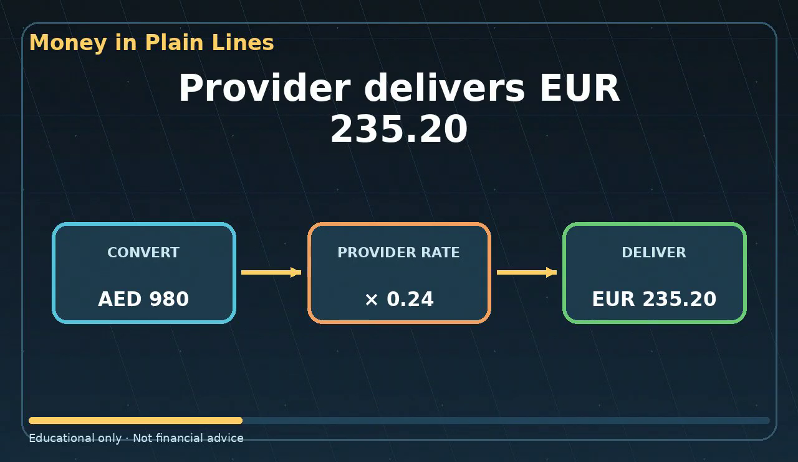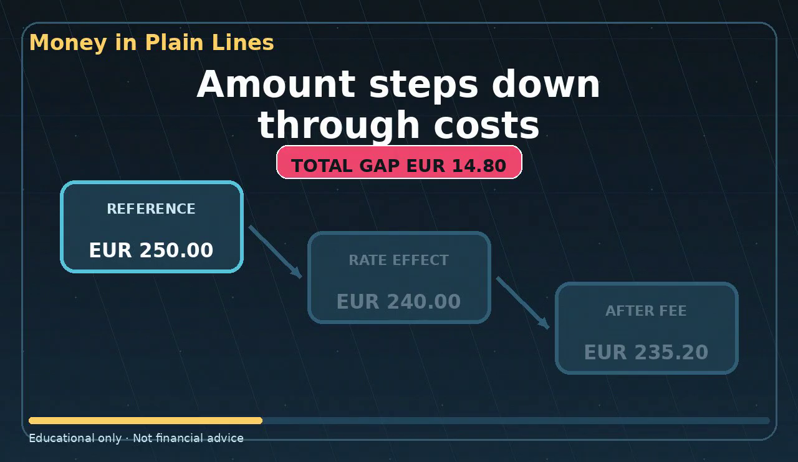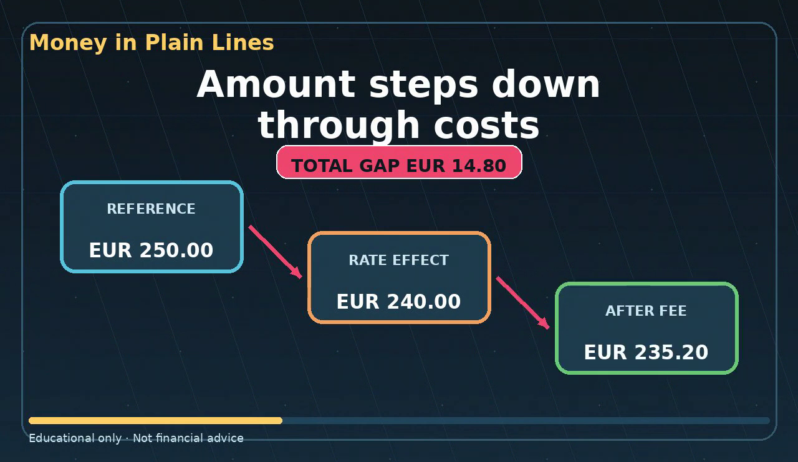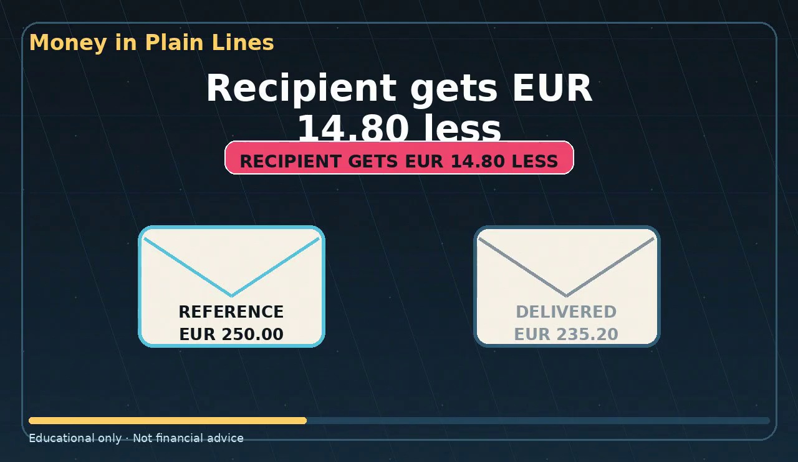Now isolate the rate effect before adding the fee. If the full AED 1000 were converted at the provider's rate of 0.24, the result would be 240 euros. The difference between 250 euros and 240 euros is 10 euros. That gap comes from the rate spread in this illustration. The numerical spread is 1 cent per AED. Across 1000 dirhams, 0.01 multiplied by 1000 becomes 10 euros.